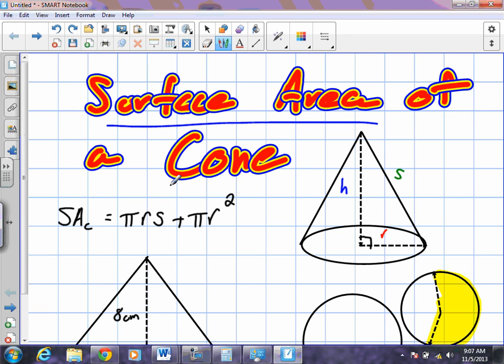So we're looking at the surface area of a cone today. And the surface area of a cone is given by this specific formula. Okay. I want to draw some references in this specific formula. First of all, this is a cone. This is what we're talking about.